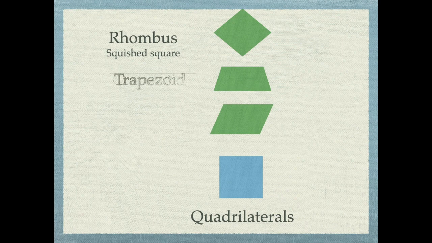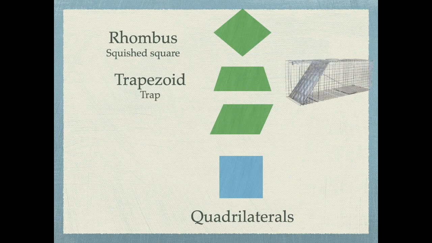This next one here is called a trapezoid. A trapezoid has two sides that are perfectly parallel to each other, but only two sides. The way I remember a trapezoid is it makes me think of a trap. In my neighborhood, there's lots of stray cats, so I always have to go to the SPCA and get one of these cat traps, which means one side leans in and traps the cat.